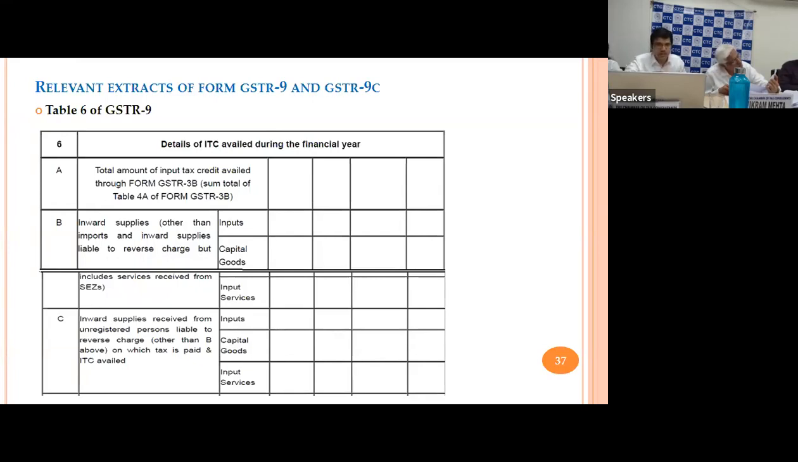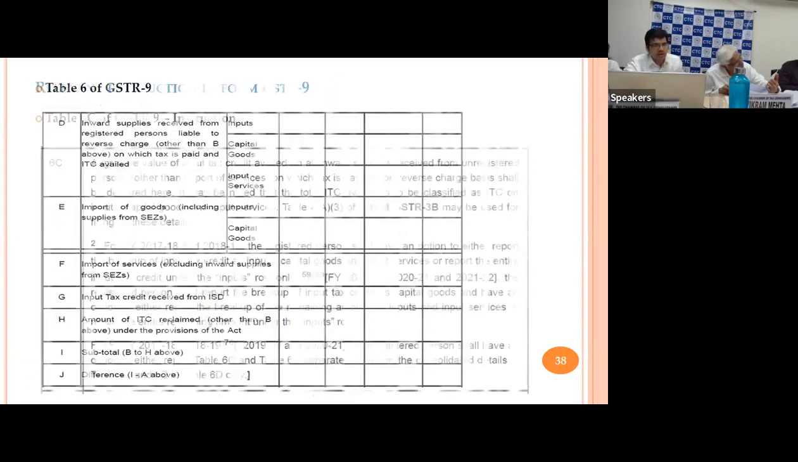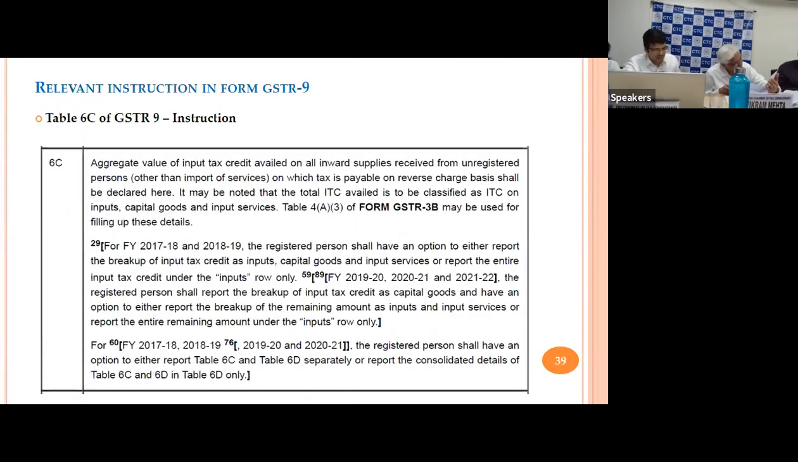One more important thing in this is, earlier the law allowed me to show all the details in 6D. Now if you see the instructions, the last para, for financial years 17-18, 18-19, 19-20 and 20-21, the registered person shall have an option either to report Table 6C and 6D separately or report the consolidated details of 6C and 6D in Table 6D only.